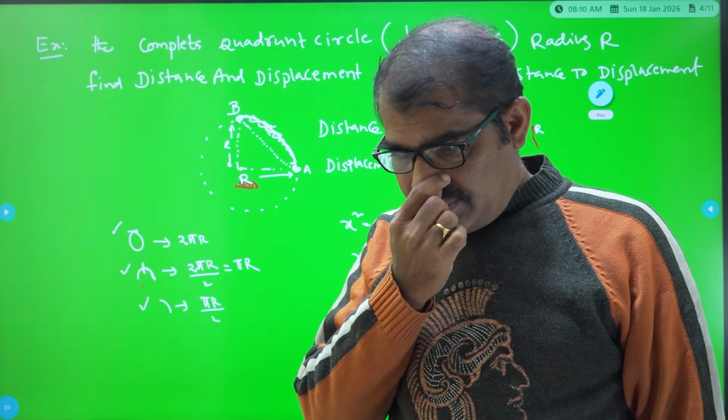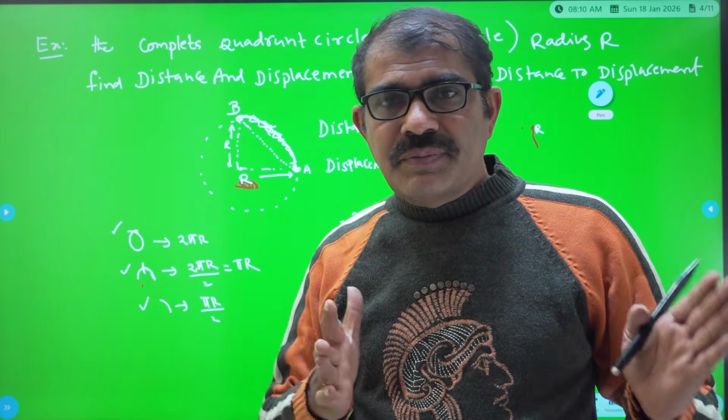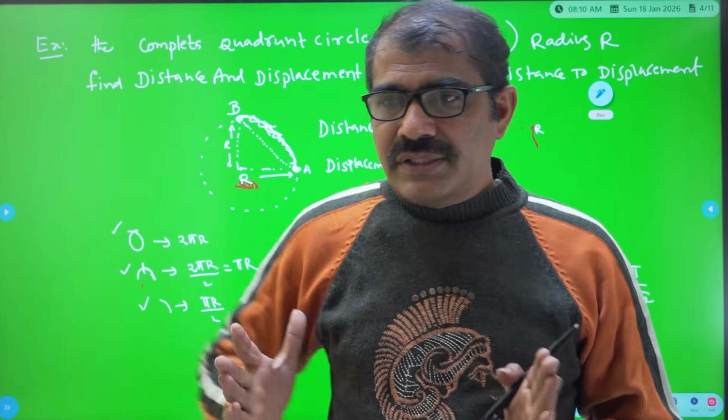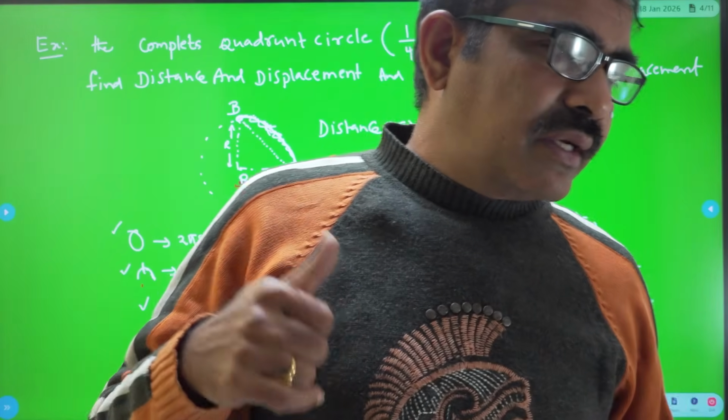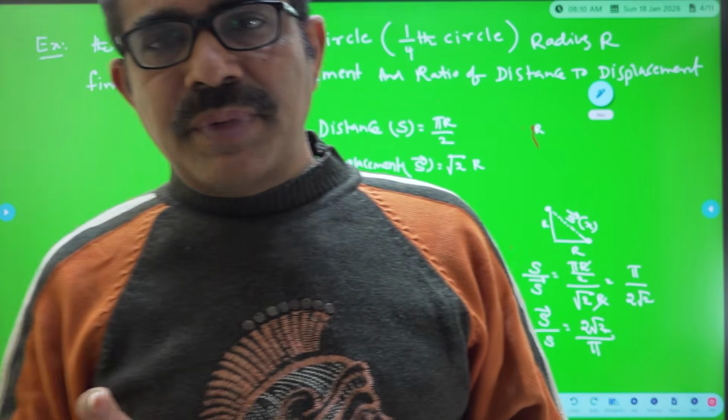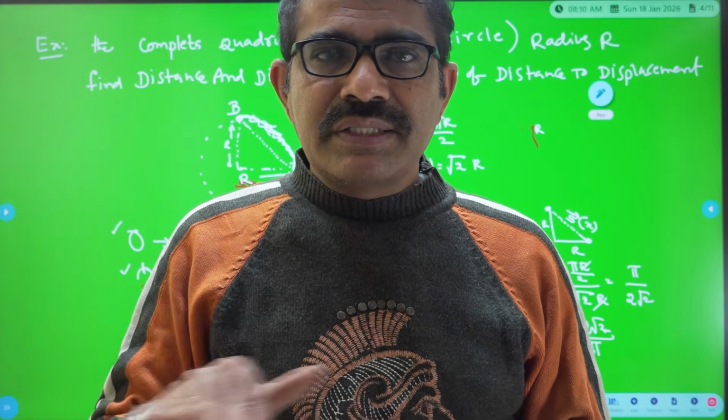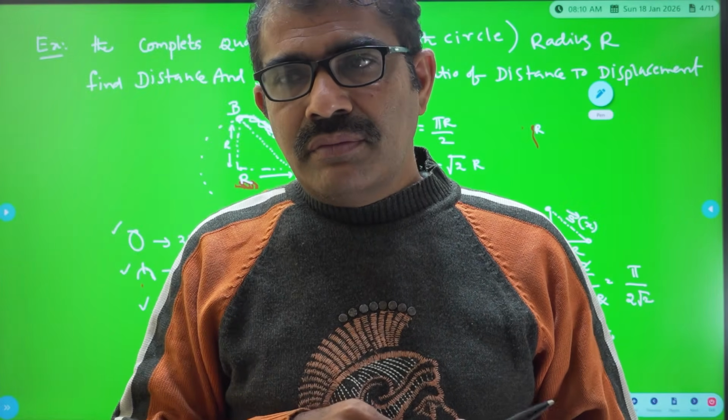For a straight line path, distance and displacement are equal. If it takes deviations or turnings, distance is always greater than displacement. Displacement may be 0, but distance may not be 0.